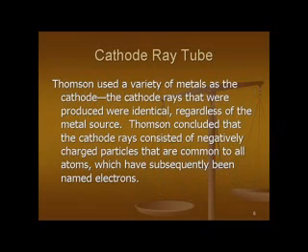Thomson used a variety of metals as the cathode, and the cathode rays that were produced were identical regardless of the metal source. Thomson also, as part of his experiment, placed a paddle wheel inside the cathode ray tube, and from the behavior of the paddle wheel, he determined that the cathode rays themselves were actually a stream of particles, and that particle behavior was critical to the identification of the electron as a part of the atom.